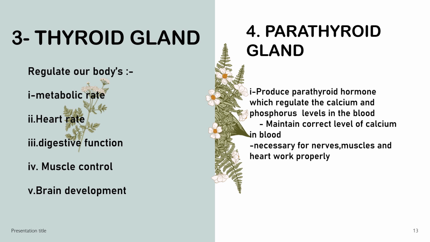The fourth gland is the parathyroid gland. It will produce the parathyroid hormone. This hormone will regulate the calcium and phosphorus level in the blood. It will maintain the correct level of calcium in the blood, which is necessary for the nerves, muscles, and heart to work properly.